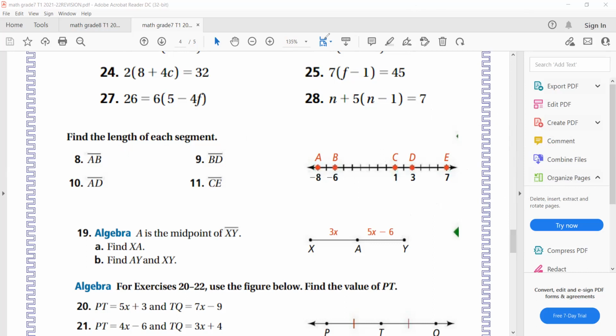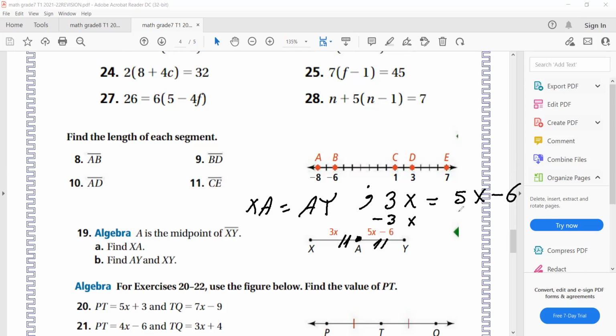Here, very, very important: A is the midpoint of XY. What is the meaning of A is the midpoint of XY? In the middle, yes. Then XA equals AY. Then you must write it. XA is 3x. AY is 5x minus 6. Which is smaller, 3x or 5x? 3x is smaller. Then minus 3x on both sides.